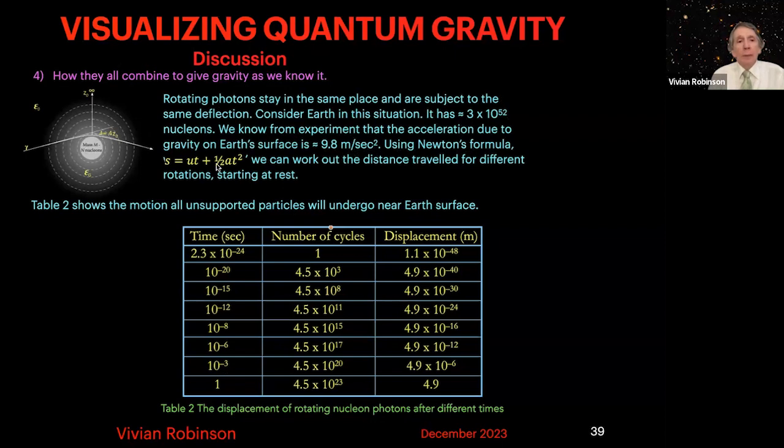Using Newton's formula of s equals ut plus half at squared, we can work out the distance traveled for different rotations starting at rest. Well, with just one rotation, the deflection is very, very small. Indeed, it takes a millisecond, about 5 times 10 to the 20 revolutions, before it travels just a few microns. But that increases with each revolution, so by the time a second has passed, it has in fact traveled the 4.9 meters that we expect from half at squared at 9.8 meters per second squared.